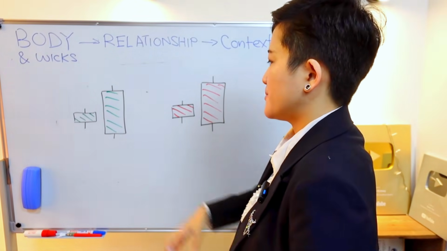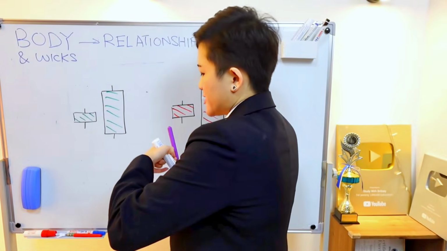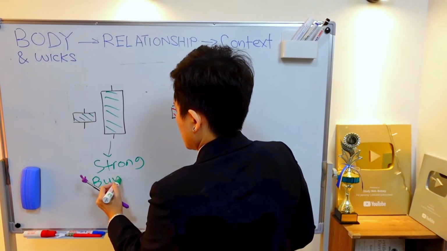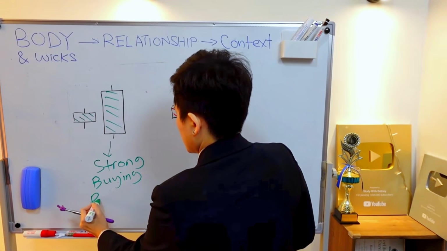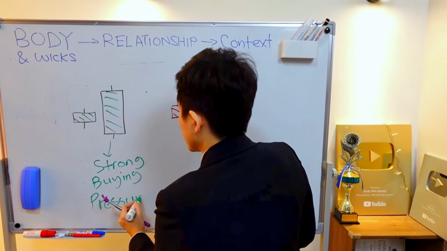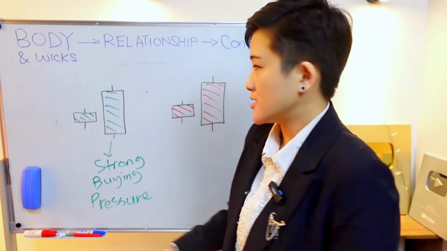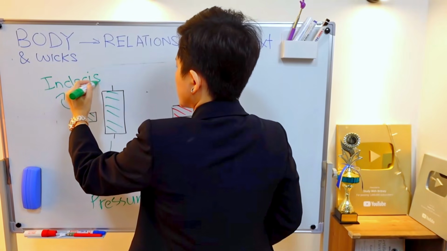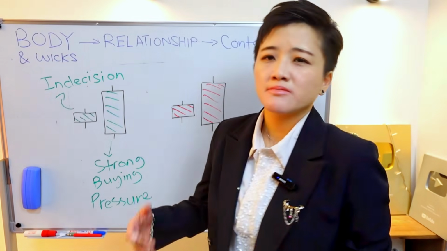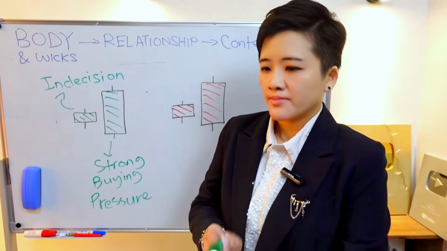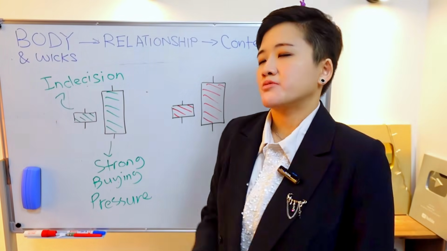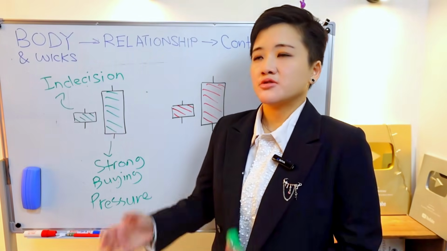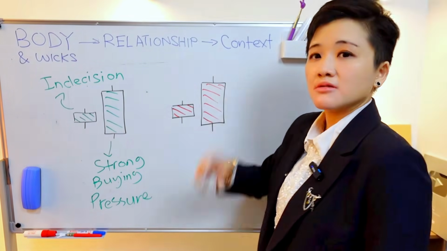So when you have a big bullish candle, it tells you that there is strong buying pressure. Then for the small candle, the buying pressure is very weak, okay? Very weak. It's like, might as well be indecisive. So a lot of times it represents indecision or a very weak buying pressure that you shouldn't even care about. But of course it depends on context later on, okay?